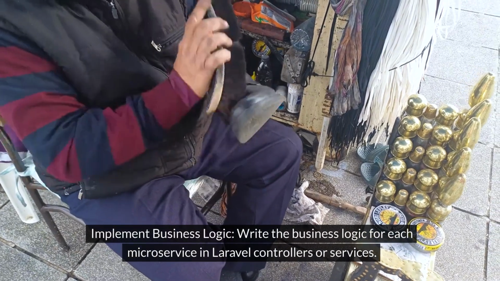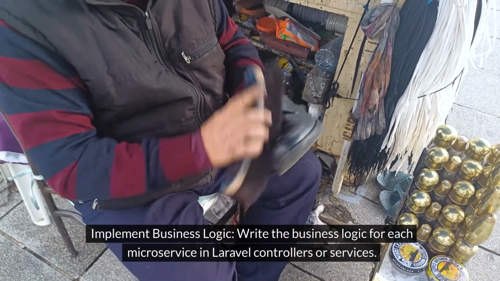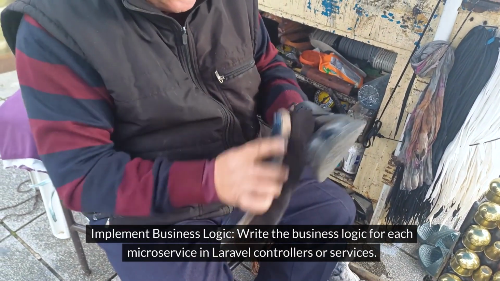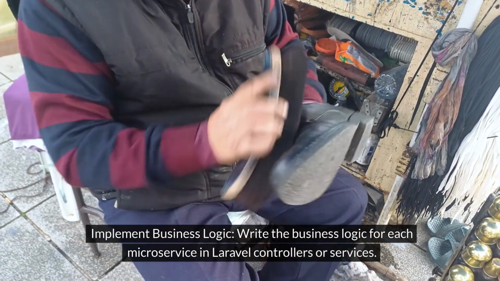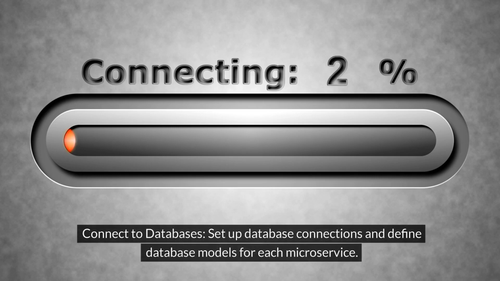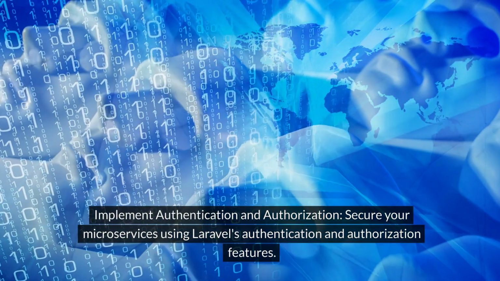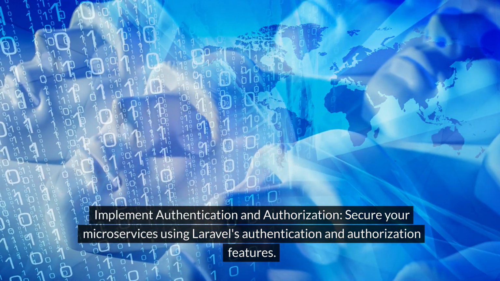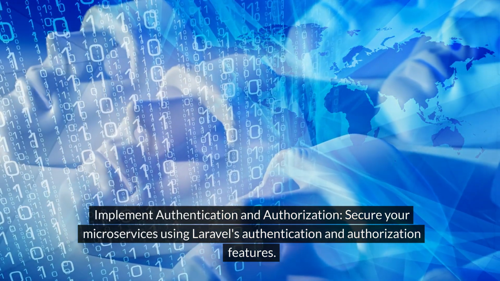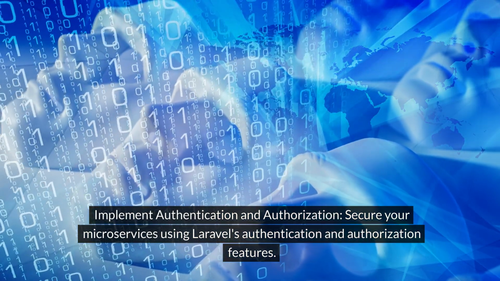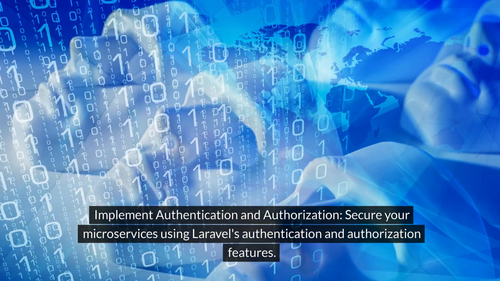3. Implement business logic. Write the business logic for each microservice in Laravel controllers or services. 4. Connect to databases. Set up database connections and define database models for each microservice. 5. Implement authentication and authorization. Secure your microservices using Laravel's authentication and authorization features.